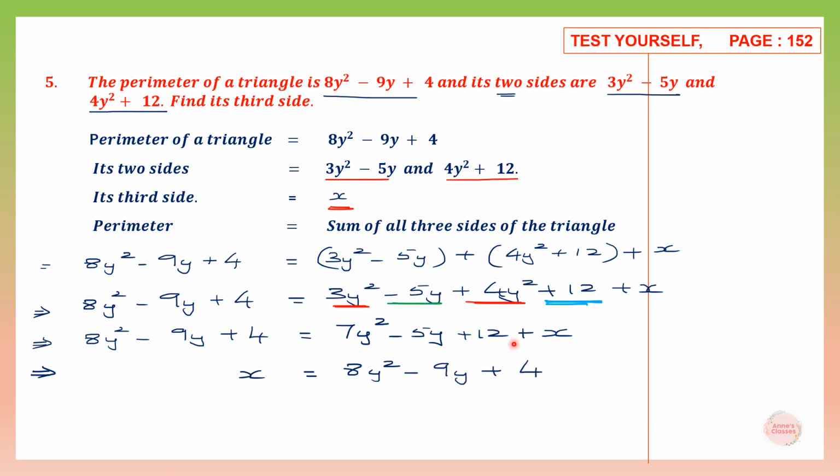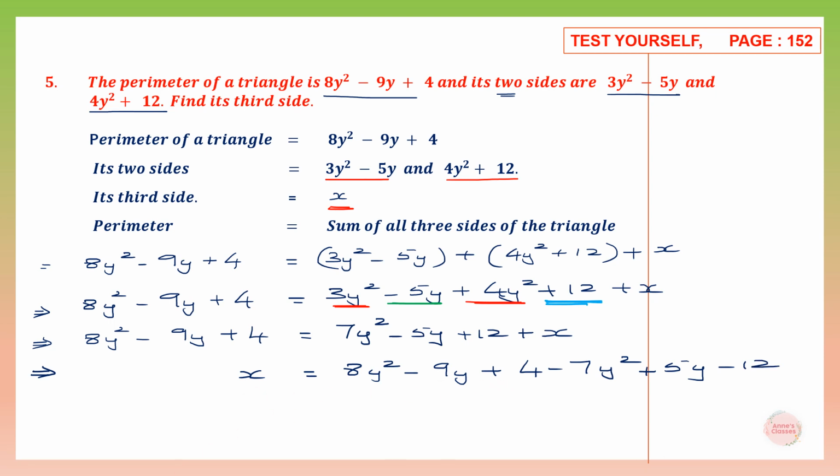Now these I'm going to move away from x and put along with these. So when I move sides, the sign will change. So this is minus 7y square. Then this will now become plus 5y. And the last one, plus 12, will now become minus 12. Now we can find the value of x by solving this.